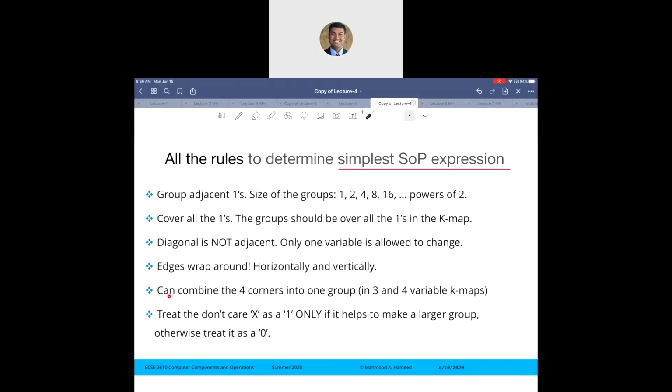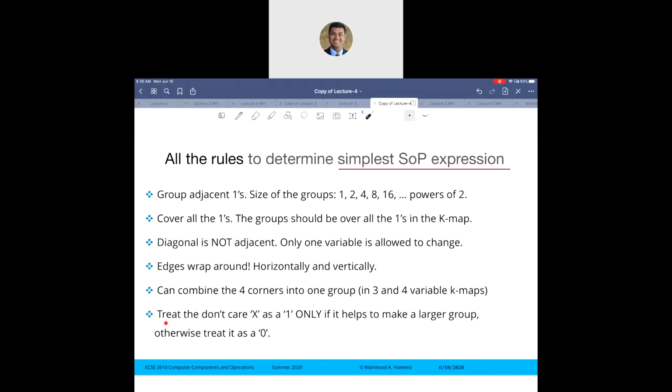Next rule, you can combine 4 corners in one group. This applies for 3 and 4 variable K-maps. As we are applying these rules to several examples, they will become more and more clear. But right now, these are the complete set of rules. You can combine the 4 corners in one group of adjacent ones.